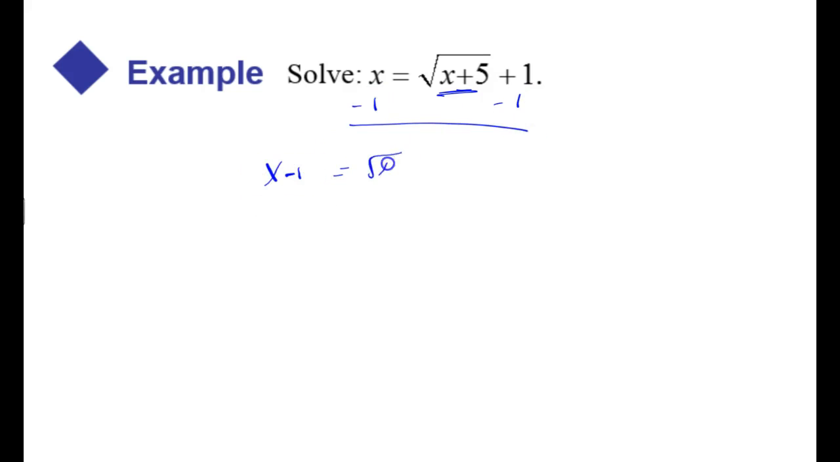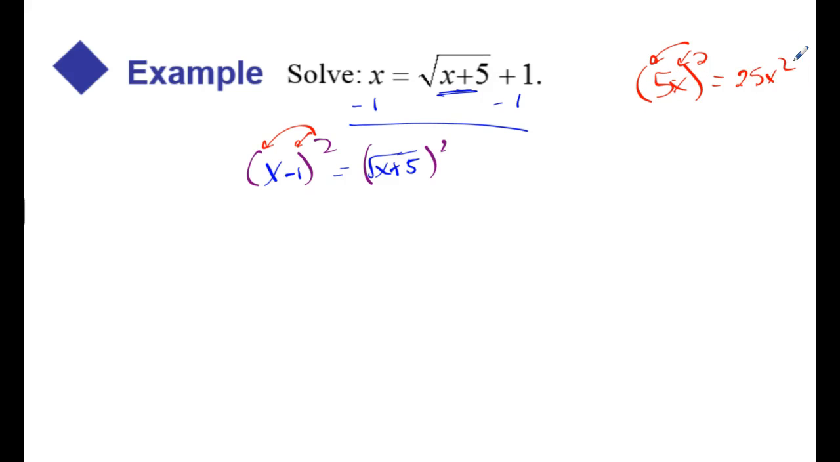X minus 1 will equal the square root of x plus 5, and there's a huge trap here. A lot of times students think, well, I'll just square both sides, and they think about maybe distributing this 2, but that's a huge no-no. We can't do that. And I know why students are thinking that, because if you have like 5x in the quantities being squared, then you can distribute it if it's multiplication. So that is 25x squared. But over here we cannot distribute.